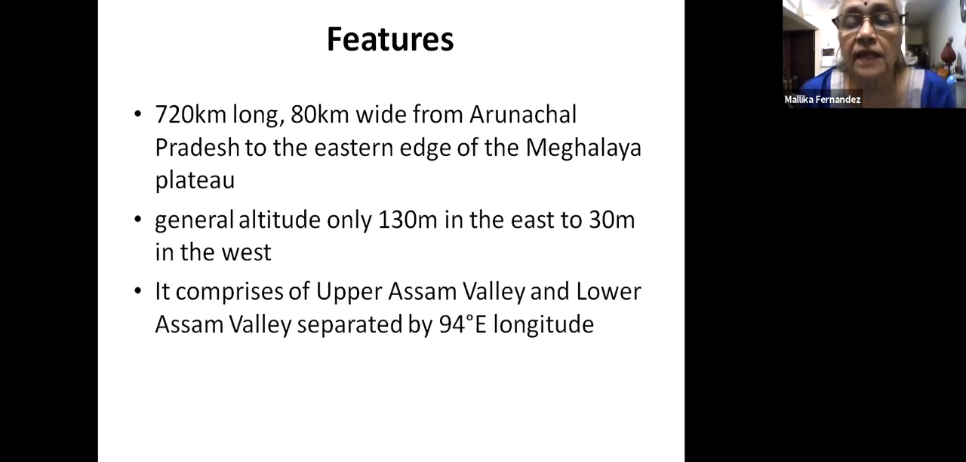Now, this entire Brahmaputra Valley is divided into two: Upper Assam Valley and Lower Assam Valley, separated by 94 degrees east longitude. The difference is that the Upper Assam Valley is made up of a whole lot of hills, and the Lower Assam Valley is only the Brahmaputra Valley. It is very wide, full of islands in the river and so on. So that's basically your Assam Valley, separated by 94 degrees east.